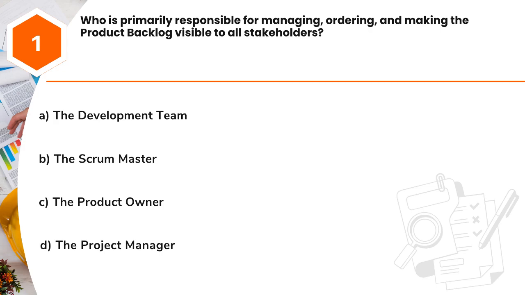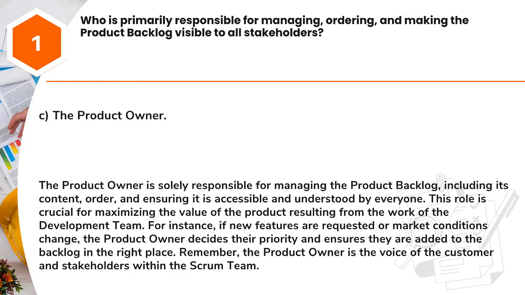Question 1. Who is primarily responsible for managing, ordering, and making the product backlog visible to all stakeholders? A. The development team. B. The Scrum Master. C. The product owner. D. The project manager. Answer: C. The product owner.